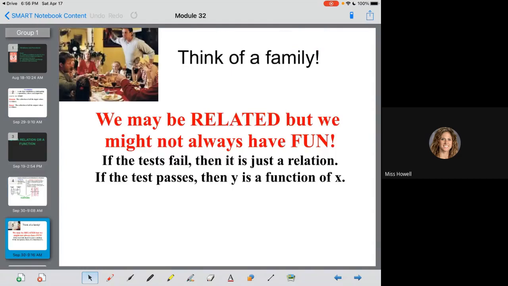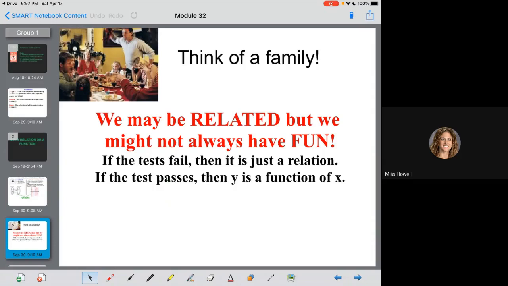The way I think about this is like if I was at a family reunion, we're all related, we're all part of the same relation, but we might not all be having fun, meaning it might not be a function. So the test is to determine if the relation is a more specific category or a specific type called a function. We would describe that as a relation that is a function, or we could say that y is a function of x.